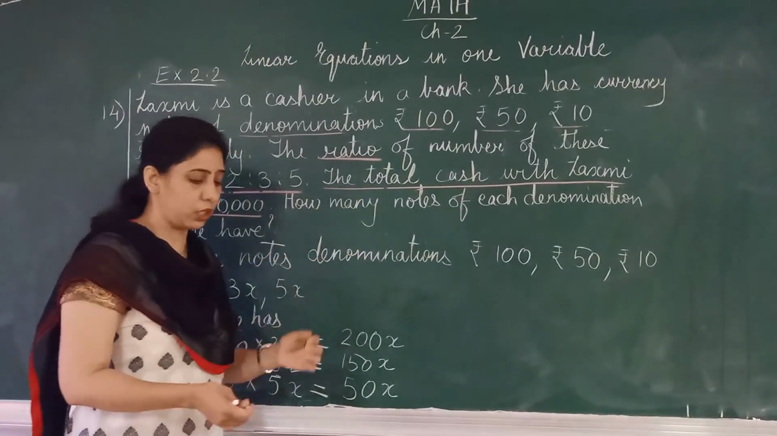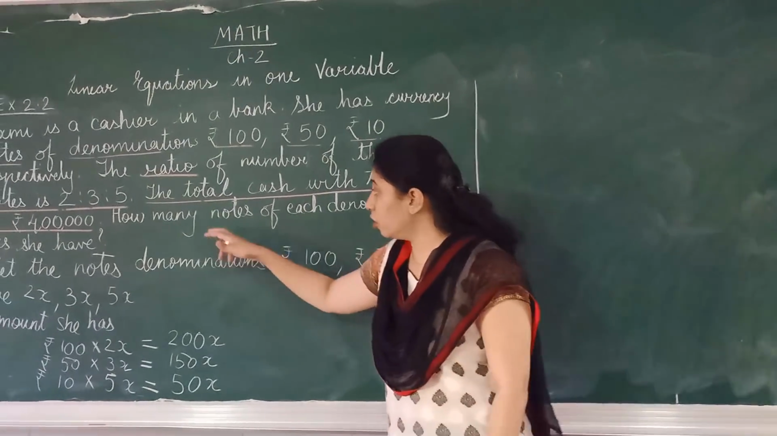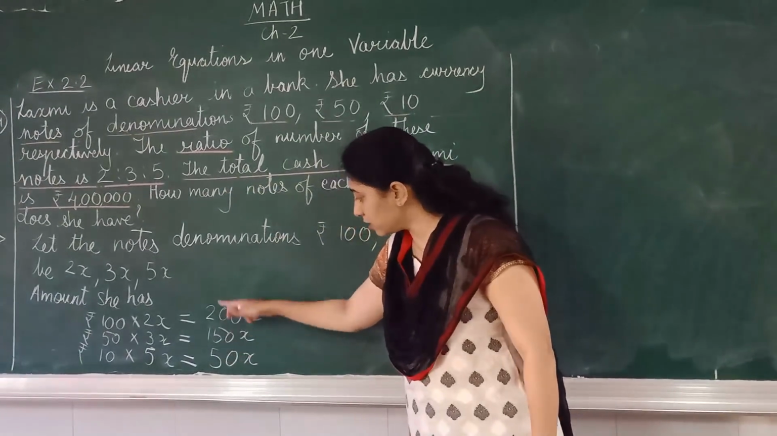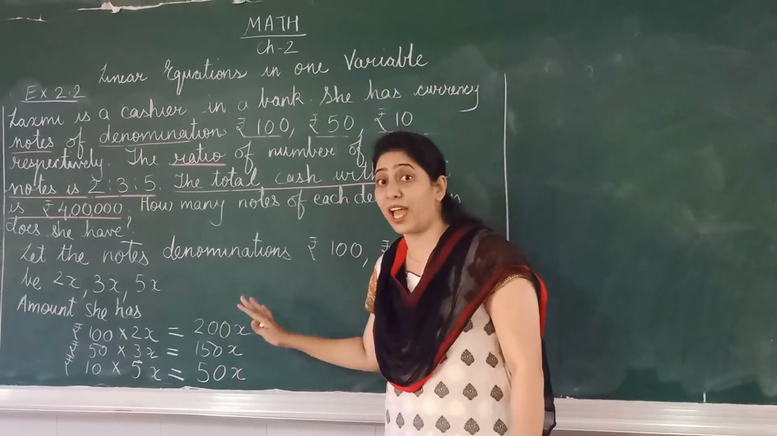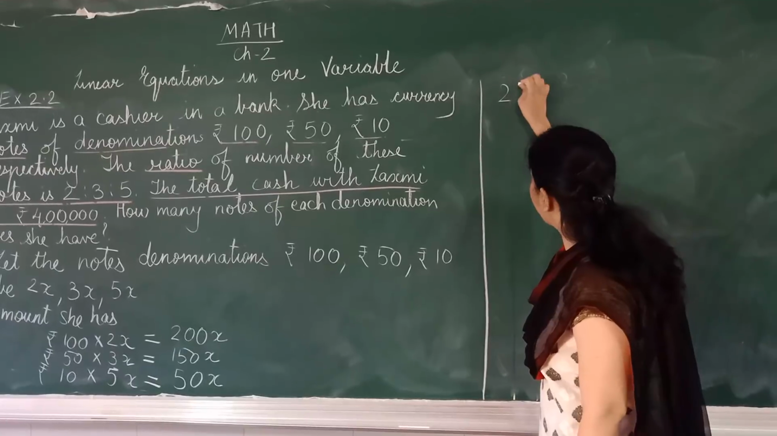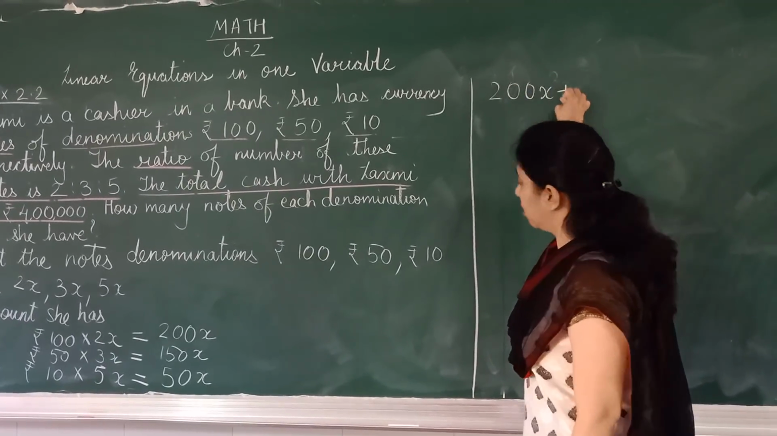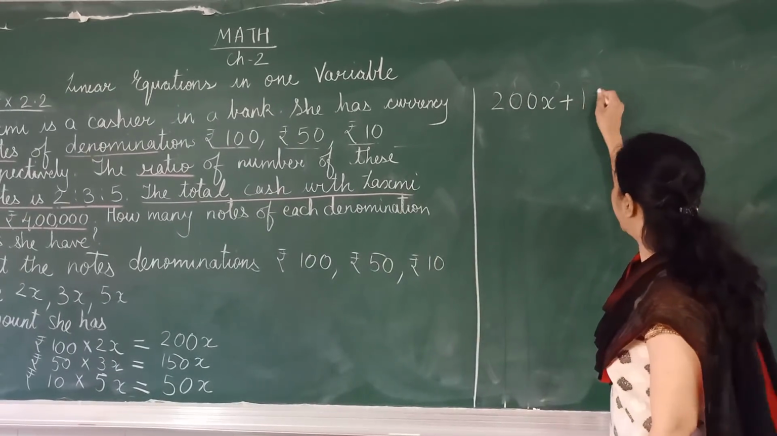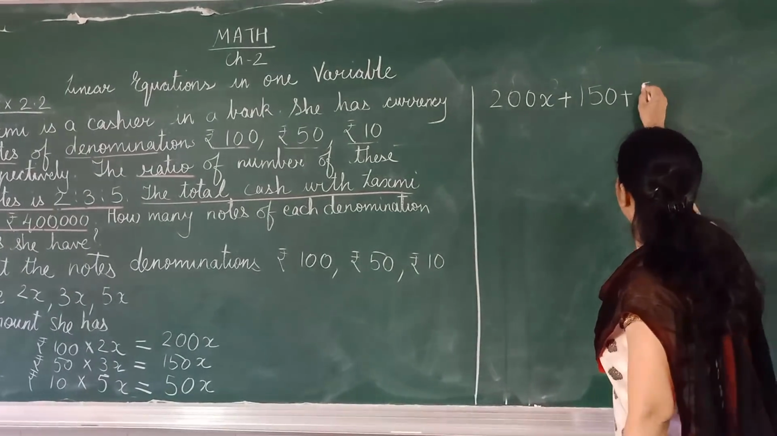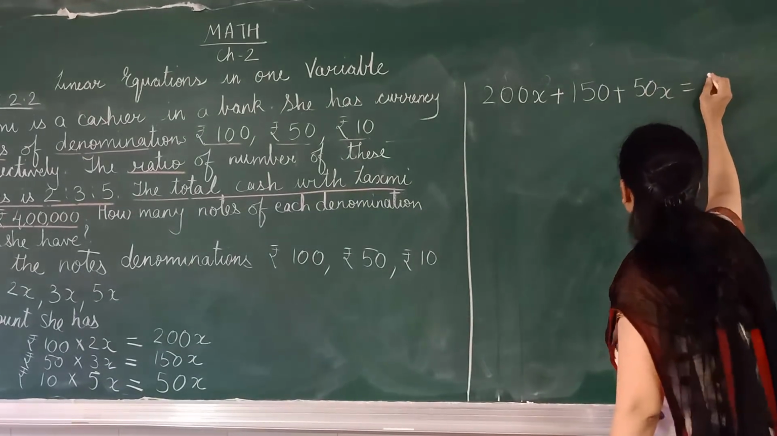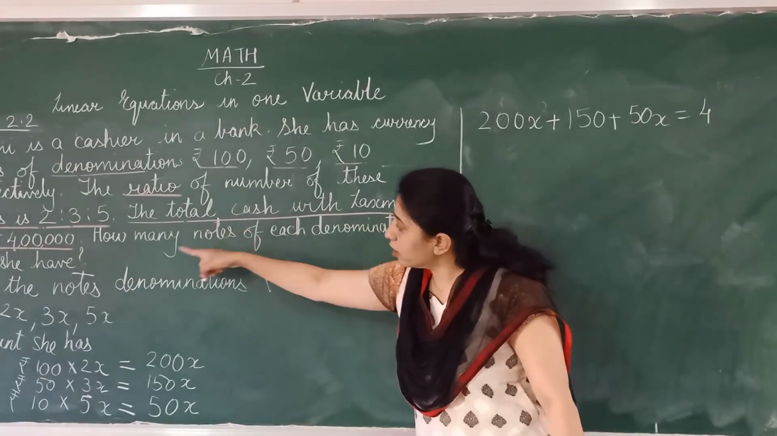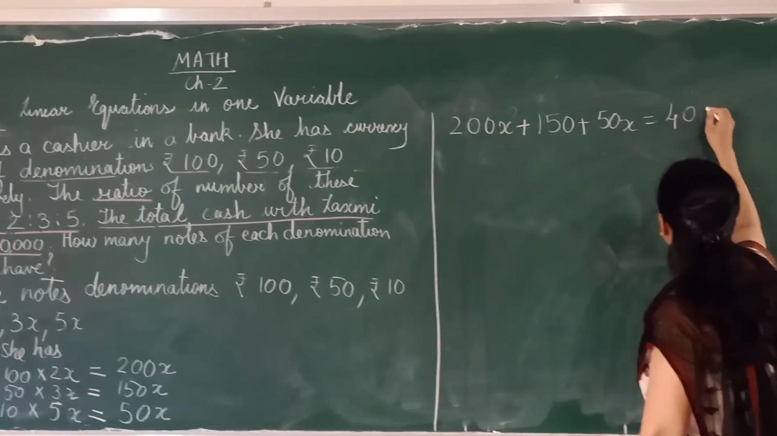Now we are going to frame the equation. The total cash with Lakshmi is rupees 4 lakh. This is the cash she has, so you find out the total. So it will be 200x plus 150x plus 50x is equal to 4 lakh.